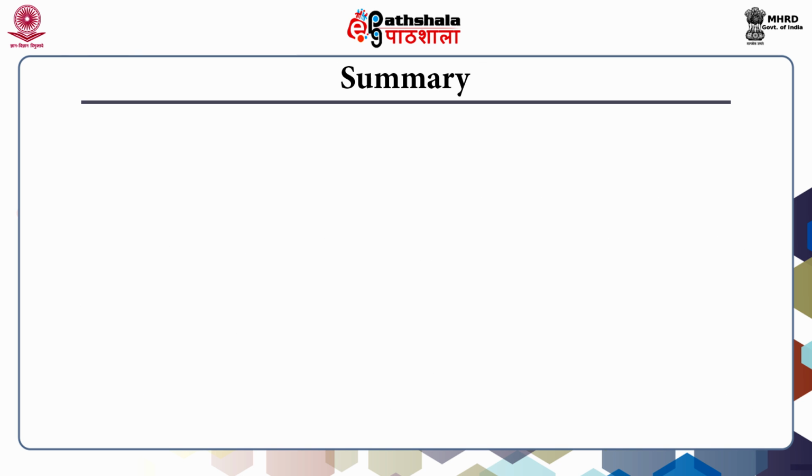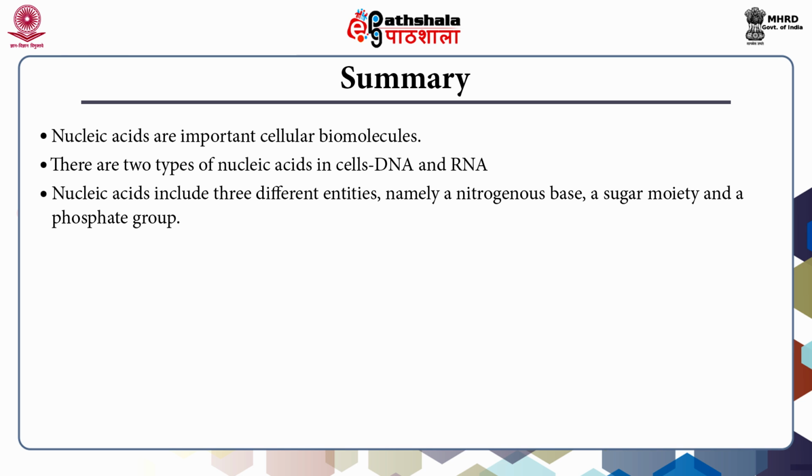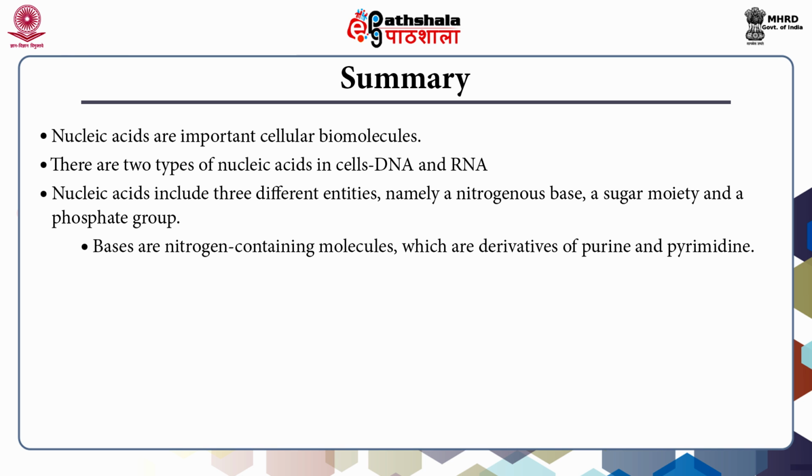So, whatever we have learned so far in this module, we can summarize that nucleic acids are important cellular biomolecules. In fact, these are master molecules. There are two types of nucleic acid in the cells, namely DNA and RNA. Nucleic acids include three different entities, namely nitrogenous base, a sugar and a phosphate group. Bases are nitrogen containing molecules which are derivatives of purine and pyrimidine.